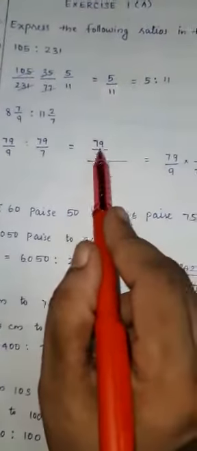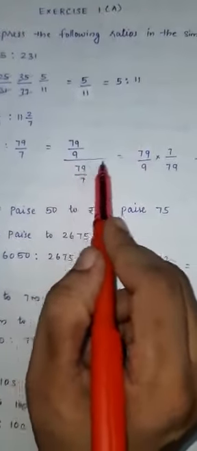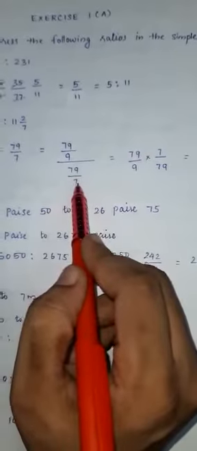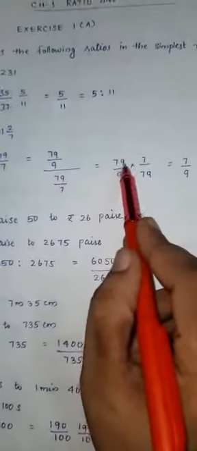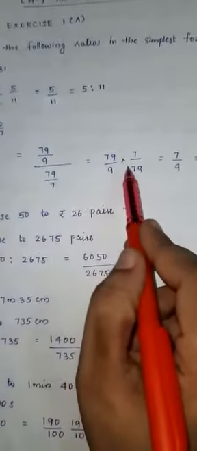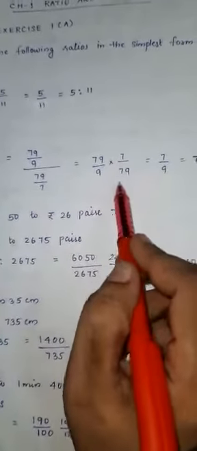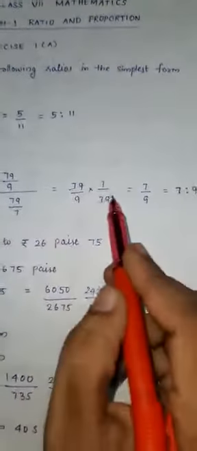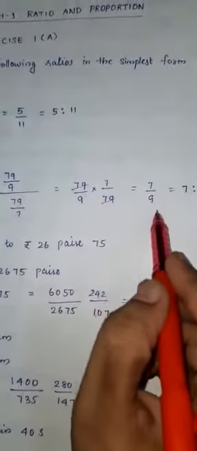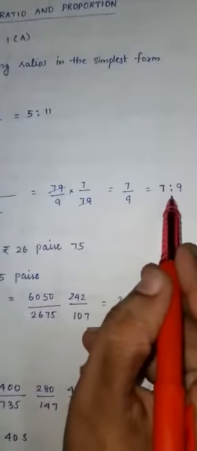So here 79 divided by 9 divided by 79 divided by 7. So take the reciprocal and multiply. 79 divided by 9 into 7 divided by 79. Here 79 cancel. So the answer is 7 by 9 equal to 7 is to 9.